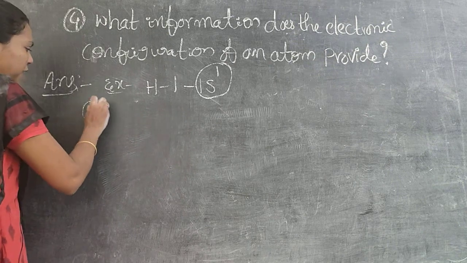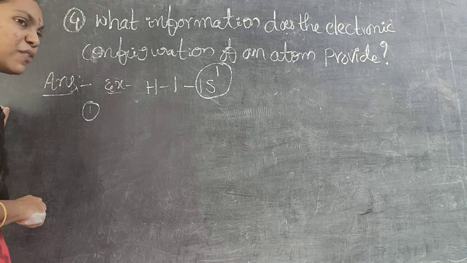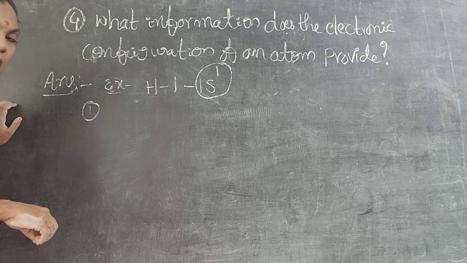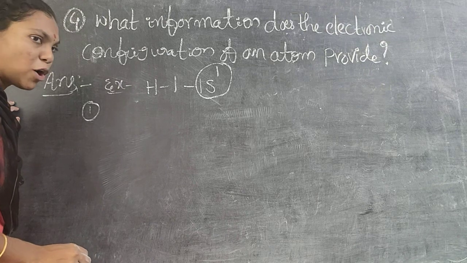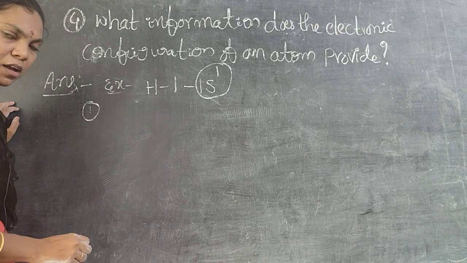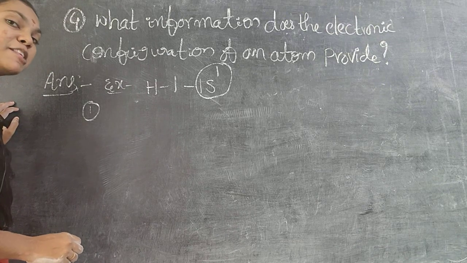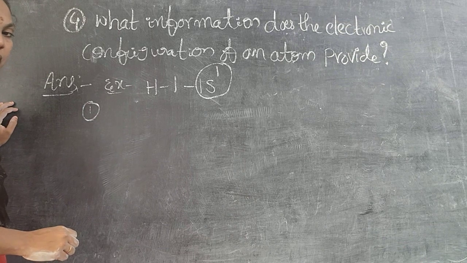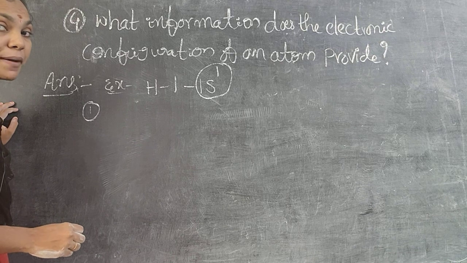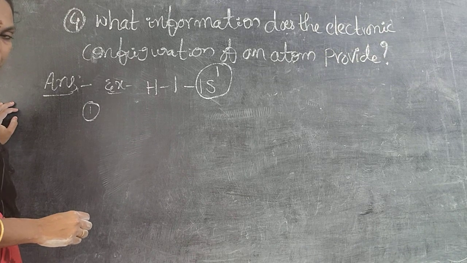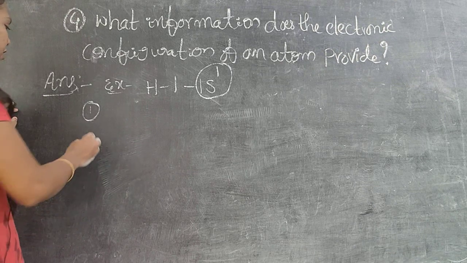The first point: the electronic configuration of an atom is very important to show the principal energy level, the angular momentum quantum number, and the number of electrons for each subshell.